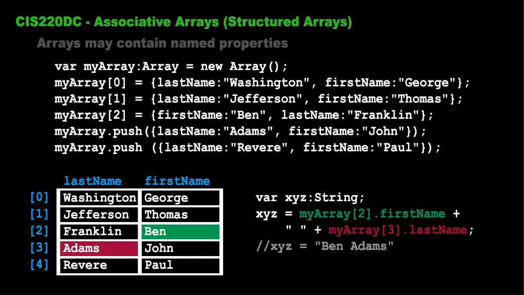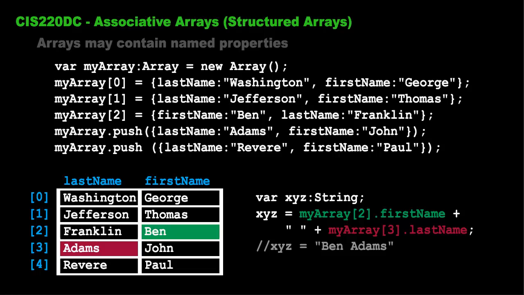While other languages allow multi-dimensional arrays, ActionScript really goes one step better and allows associative arrays, or what might be referred to as structured arrays. These are arrays that may contain key pairs of values, or we might even think of as properties. So in this example, I've created an array called myArray, and then I've assigned a value to element 0, and the value that I assigned has two key pairs.